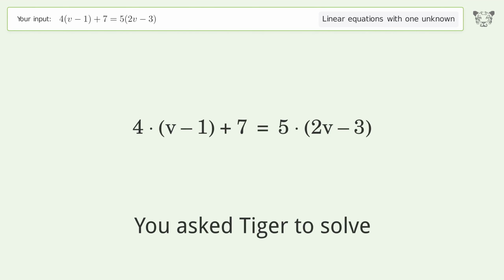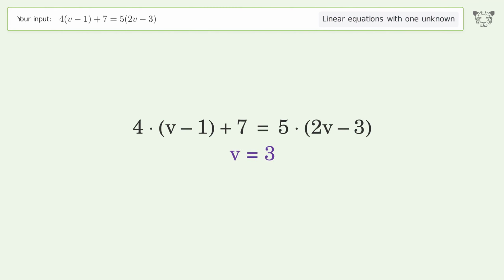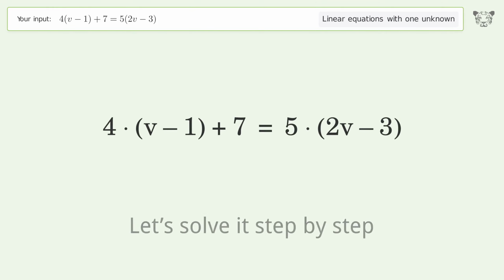You ask Tiger to solve. This deals with linear equations with one unknown. The final result is v=3. Let's solve it step by step.